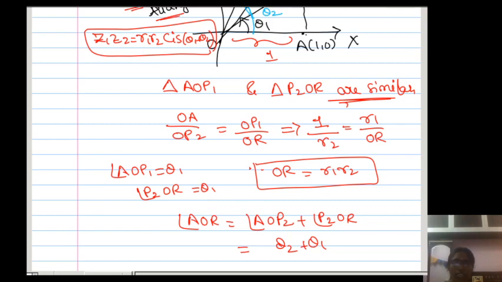Next let us see the quotient of the two complex numbers, Z1 by Z2. Yes. So what is Z1 again? R1 into cis theta1, and Z2 is R2 cis theta2. I want Z1 by Z2 here. So draw the figure directly. X-axis, Y-axis.